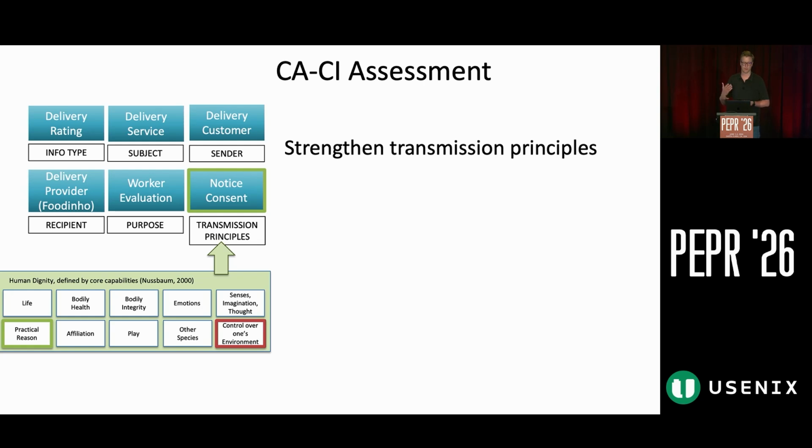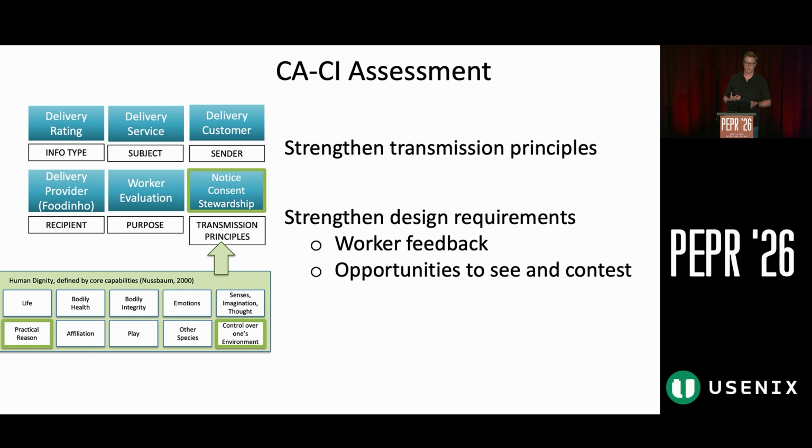And one thing we can do, or Foodinho could have done, is strengthen the transmission principles. Right? Provide proper notice about the existence of this rating system, and that way mitigate the practical reasoning aspect, allowing workers to be aware of how they are being evaluated. Now, to address the control over one's environment, we can build this type of rating system also with worker feedback, right? What would be a fair system for workers to be evaluated? How would they feel about it?